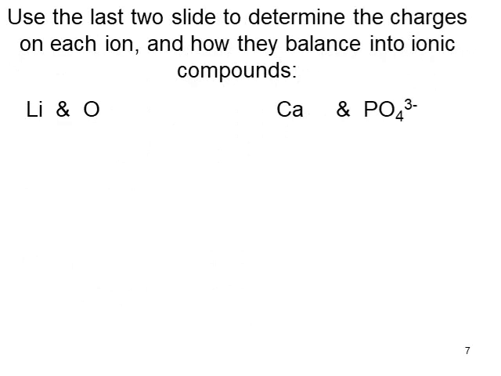So take a second and figure out what the charges of these ions should be based on where they are on the periodic table, and then fit them together to figure out what the stable formula of the ionic compound should be. Go ahead and pause the video and then just hit play again when you're ready to see the answer.